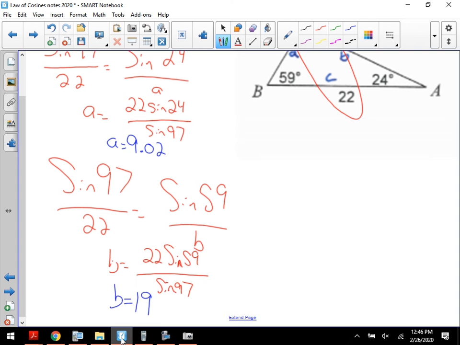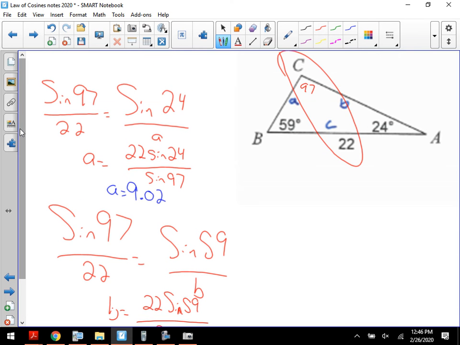So back in our problem here, little a was 9.02, this one was 19. Does the biggest angle have the longest side length? Does the smallest angle have the shortest side length, and so on? And that's what we're looking at doing.